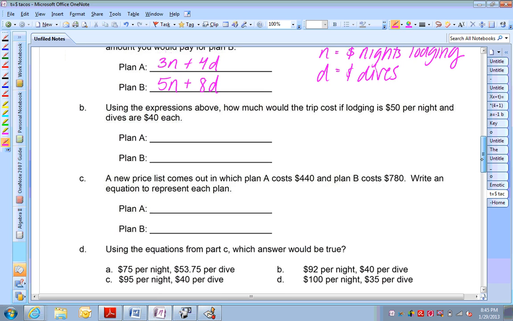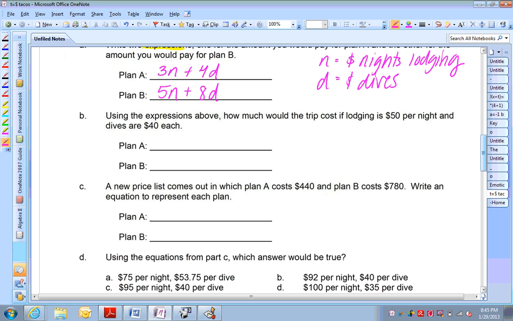Alright, Part B. Using the expressions above, how much would the trip cost if lodging was $50 per night and dives were $40 each? So all we're going to do is plug in 50 where we see N, and we're going to plug in 40 where we see D. So for Plan A, it's going to be 3 times 50 plus 4 times 40 for the dives. Plan B is going to be 5 times 50 plus 8 times 40.